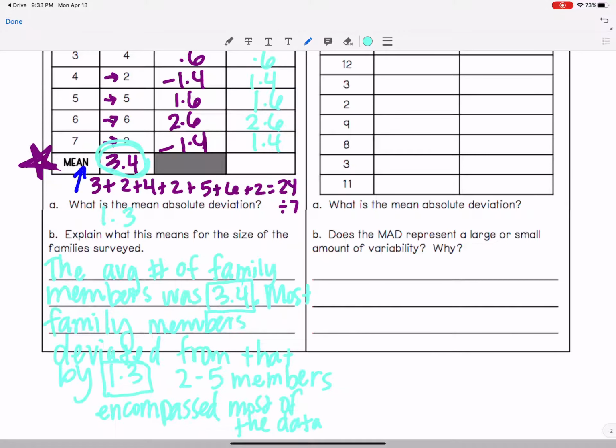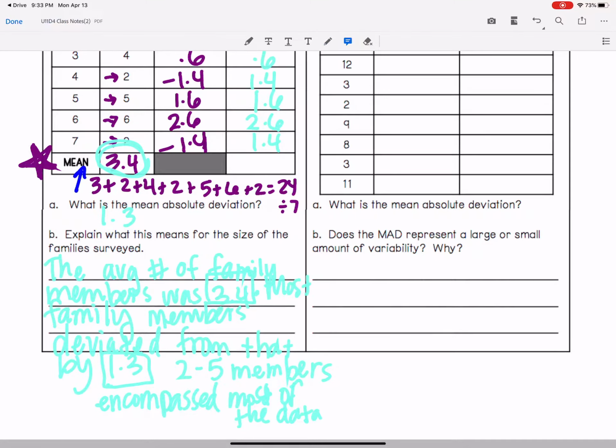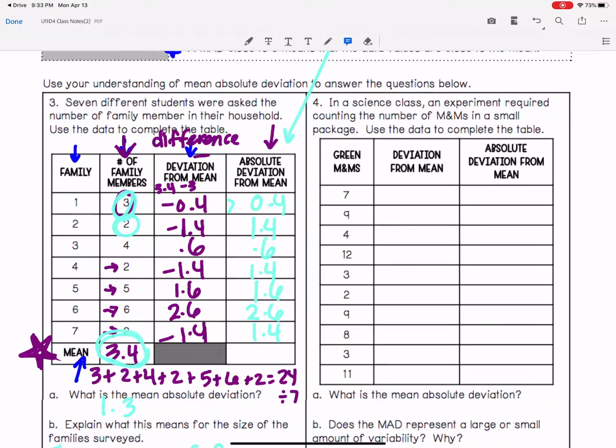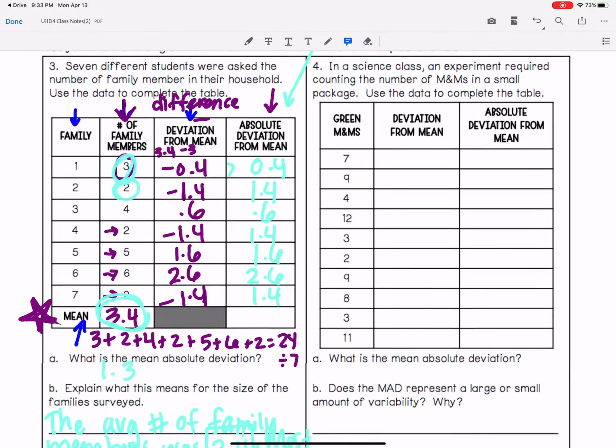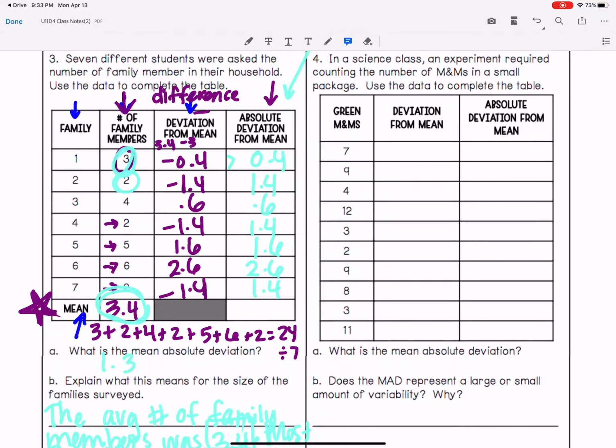Okay, let's go ahead and move on to the last question. Question number 4 says, in a science class, an experiment required counting the number of M&Ms in a small package. Use the data to complete the table. Okay, so let's see. Green M&Ms, it looks like they're counting green M&Ms. They have all of these numbers: 7, 9, 4, 12, 3, 2, 9, 8, 3, and 11.